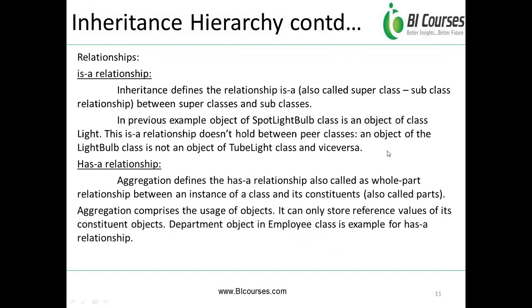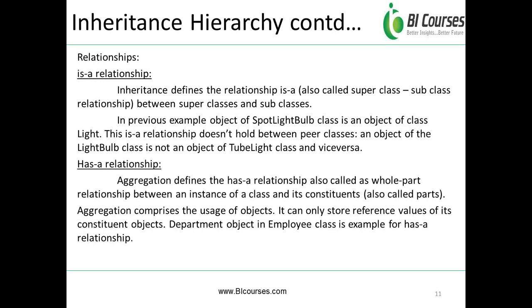In this inheritance hierarchy, we have two different types of relationships: the is-a relationship and the has-a relationship. The is-a relationship means inheritance defines the superclass-subclass relationship. If we take the class B, class A example, B extends class A. Here A is the superclass and B is the subclass. This relationship we call an is-a relationship: B is an A. In the previous example, a SpotlightBulb is a Light. This is known as an is-a relationship.